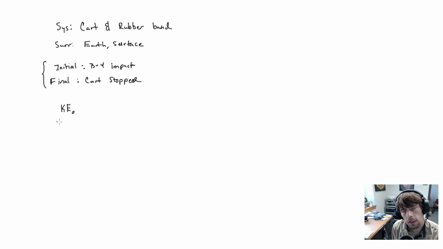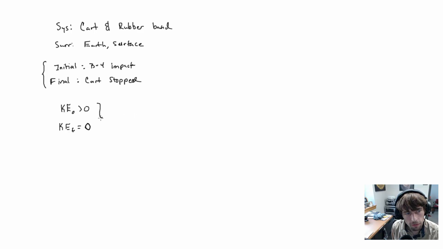what can you tell me about the initial kinetic energy? It's greater than 0. How about the final kinetic energy? Keeping in mind what I've chosen as my final state. It's exactly 0, right? There's a moment when the cart has stopped, nothing's moving, and so the kinetic energy is 0.